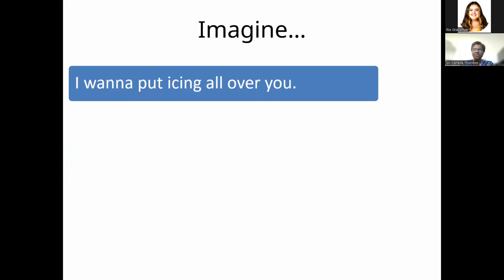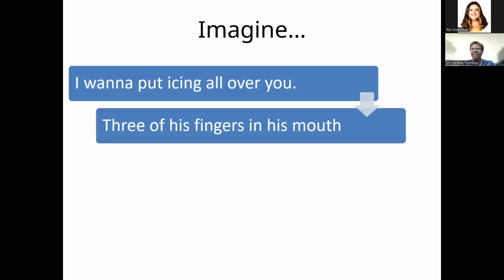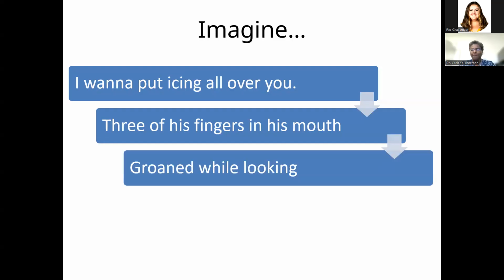So this is what the instructor says: I want to put icing all over you. Then he proceeds to stick three fingers in his mouth and lick them and make moaning and groaning sounds while staring at the student. After saying, I want to put icing all over you, what would you do as an educator? Would you step in and say something? Now, this is somebody that's trained you. You've known them your entire career. They were your trainer.